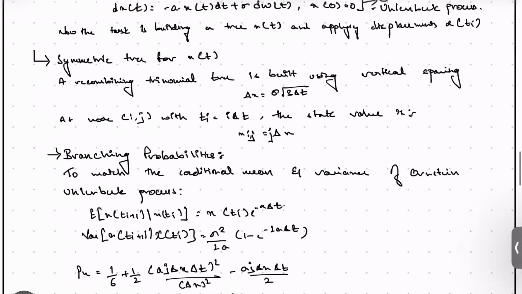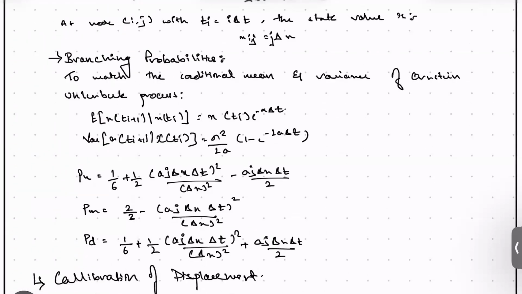The first stage involves constructing a recombining trinomial tree for the process x of t. A recombining tree is one where an upward move followed by a downward move leads to the same node as a downward move followed by an upward move, which is crucial for computational efficiency. The vertical spacing between the rate levels in this tree, denoted by delta x, is equal to sigma times root of 3 delta t. This is chosen to ensure the tree recombines and to match the variance of the underlying process.